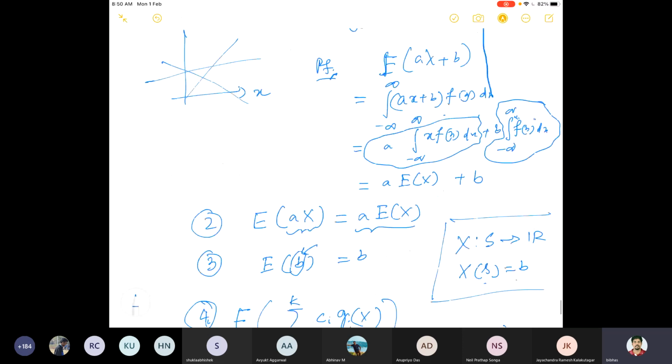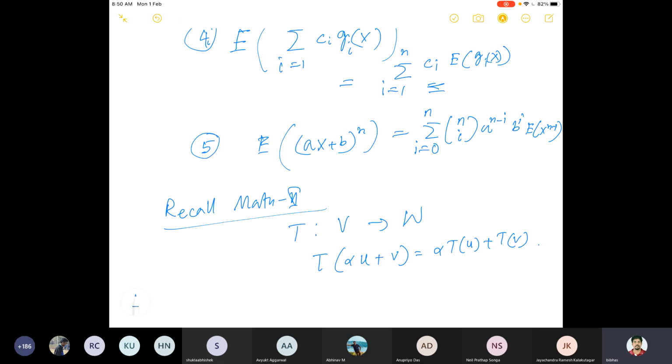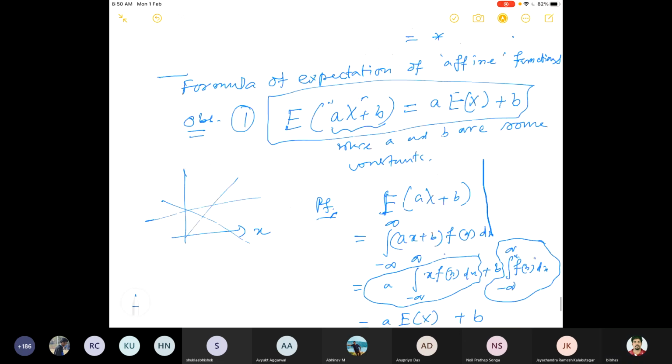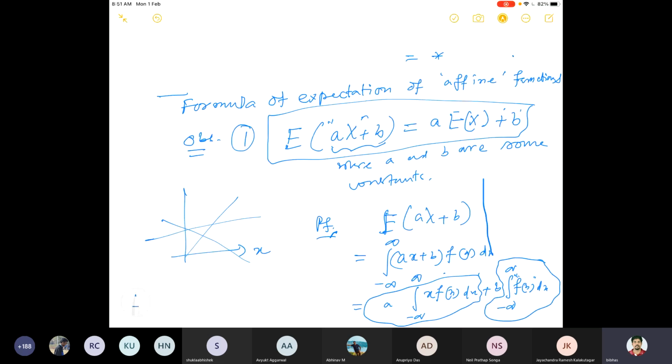So recall Math 2, there was a function from a vector space to another vector space, and these vector spaces were over the same field, and then we said it is linear if T of alpha times u plus v is alpha times T of u plus T of v, and this is what is actually happening here as well. So this is constant, but it is same as E of v, okay? So expectation is acting like a linear function, but we don't have a vector space actually here, but one can define a vector space, okay?